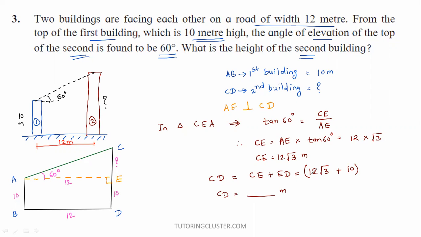Do not add like this, 12 plus 10. You cannot add like this. So first, if you want to do this addition, what do we have to do? Put the value of root 3 first, 1.73. Multiply it with 12 and then you can add. I hope this example is also clear to you.